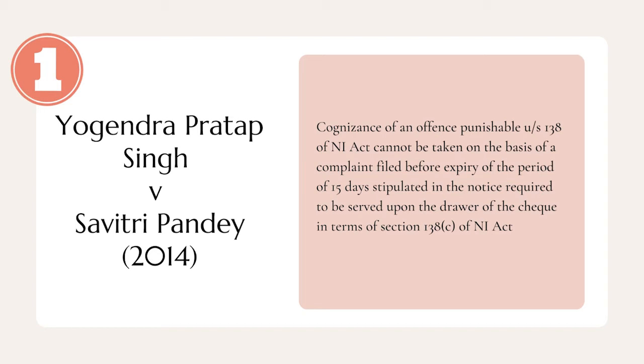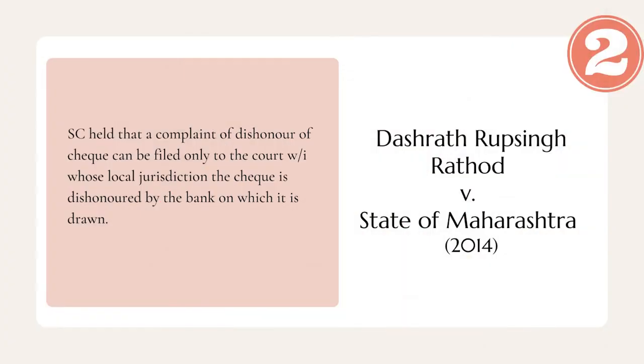In this case, the proviso (c) to section 138 is described, which clearly stipulates that the cognizance of the offence under section 138 cannot be taken unless the drawer of the cheque fails to make the payment to the payee within 15 days of the receipt of the said notice. Second one is Dashrath Roop Singh Rathore versus State of Maharashtra.